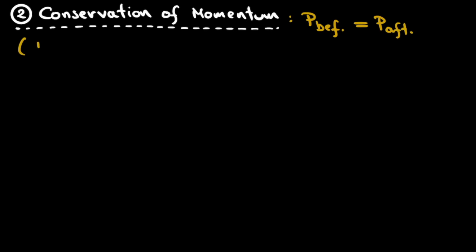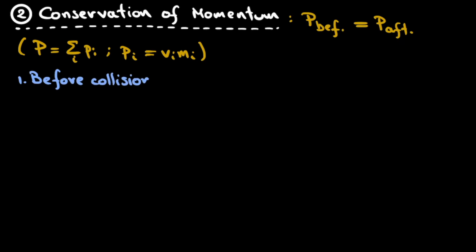And as a brief reminder, the total momentum is simply the sum of momenta of the different components of the system, for example, two particles. And the momentum of a specific particle is equal to the velocity of this particle multiplied by its mass. So these ingredients we can now use to do conservation of momentum. And this starts with looking at the system before the collision.